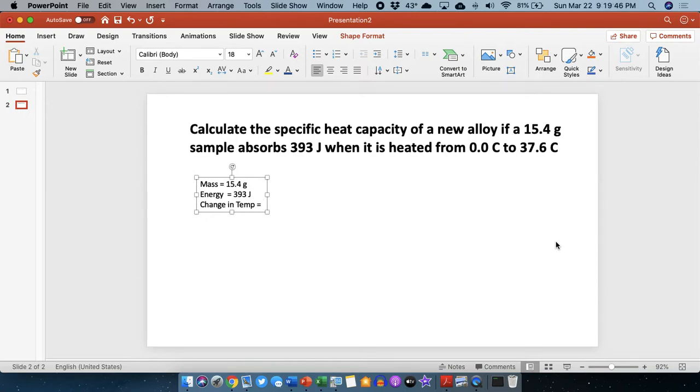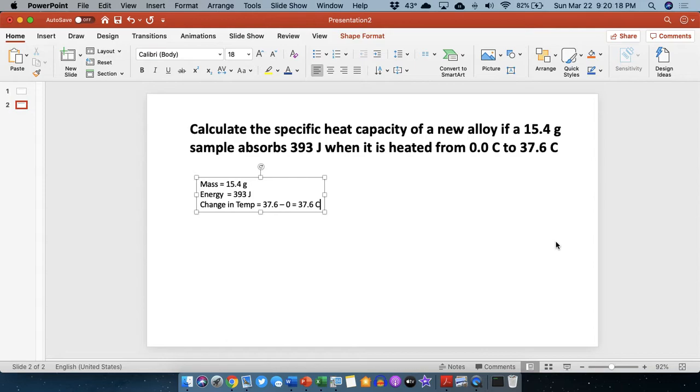The problem doesn't come right out and say it. But let me put on my English teacher hat for a minute. Let's use our context clues. Read the dang problem. What does it say? It's heated from 0 degrees, there's your initial, to 37.6, there's your final. So my final minus my initial. I'm not even going to break the calculator out for that math. It's going to be 37.6 degrees, and again, they're in Celsius.